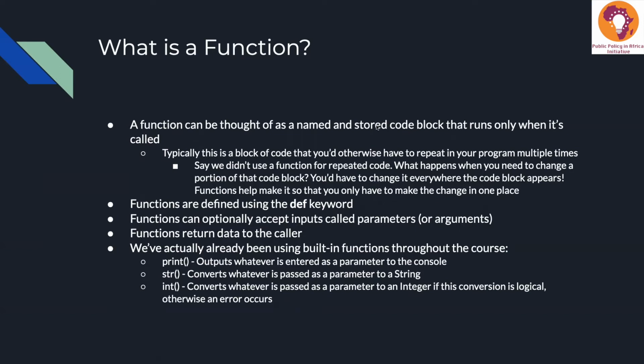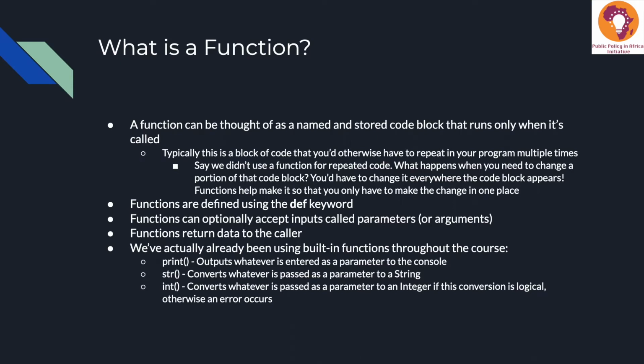Functions are defined using the def keyword, and we'll see some examples of that here in a moment. Functions can optionally accept inputs called parameters or arguments. And functions always return data to the caller, but sometimes the amount of data that's returned is vastly different. Sometimes it'll just be a None object, or sometimes it'll be some actual data, and we'll see examples of that as we go through the slides.